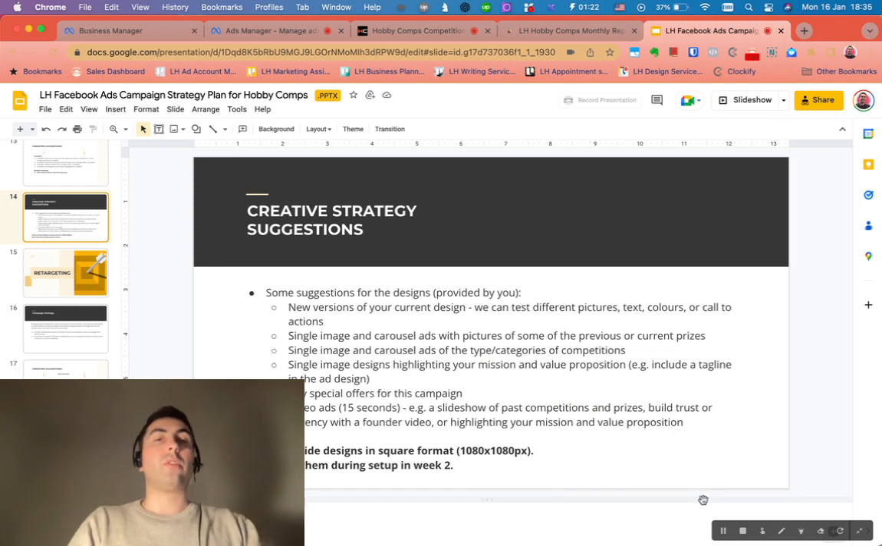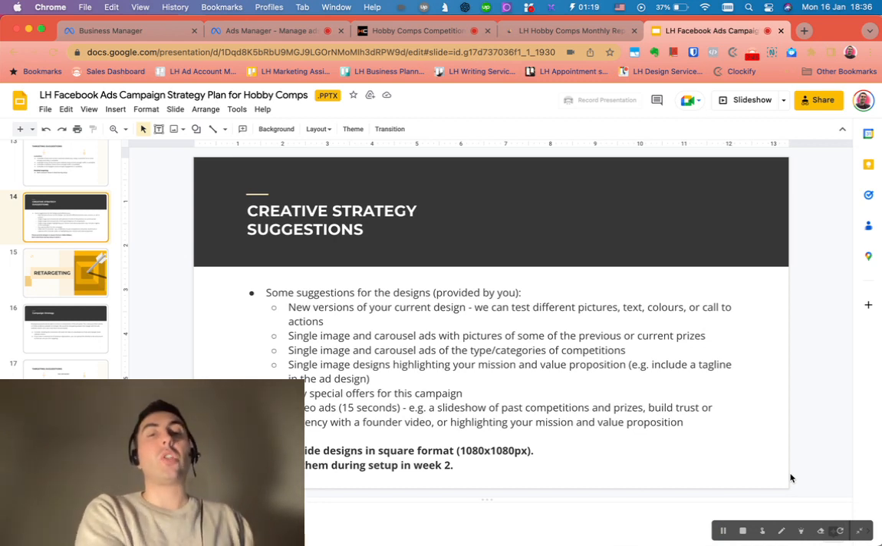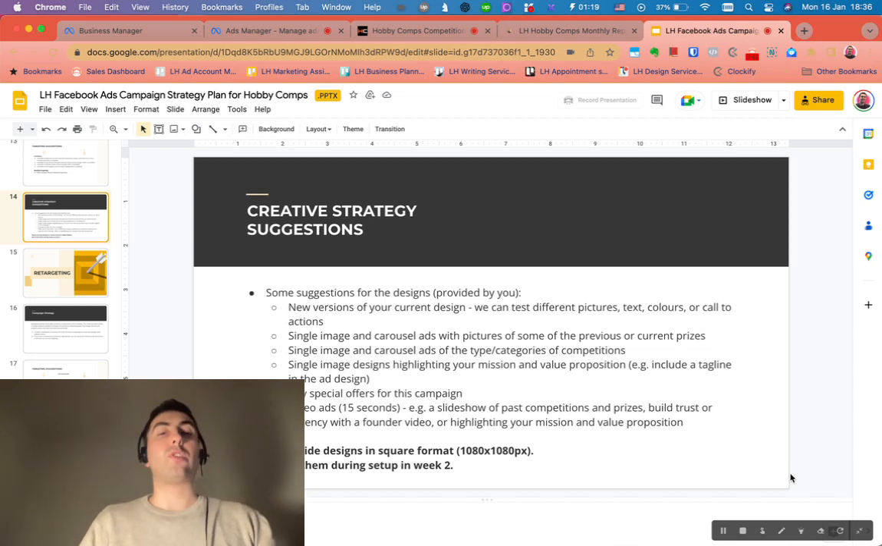So, for example, we suggest just making new designs of the current ads. We can run single images, we can run carousel ads. We can highlight the different types of categories of competitions that are available on the site. Or just make it about the brand, about the mission and value proposition. Or it could be a special offer as well, especially for retargeting. We might want to use a special offer there to entice people to take part in a competition again. And also short videos, or maybe a slideshow could work as well.